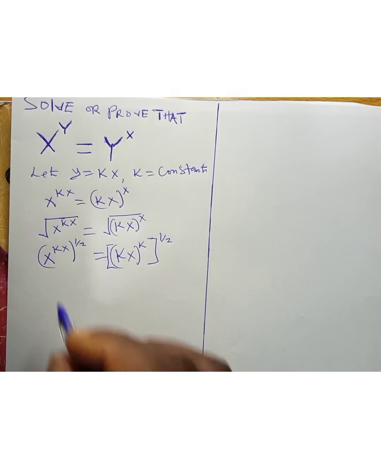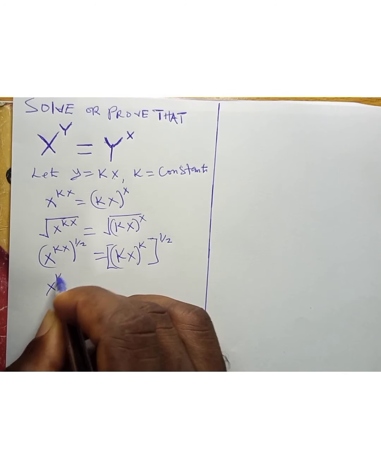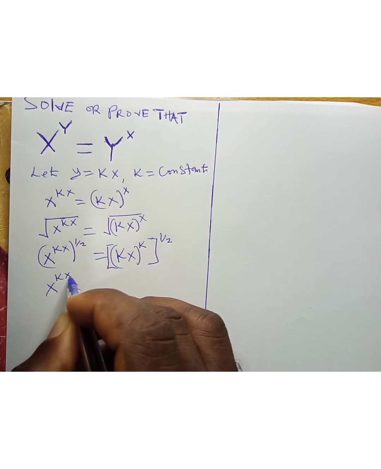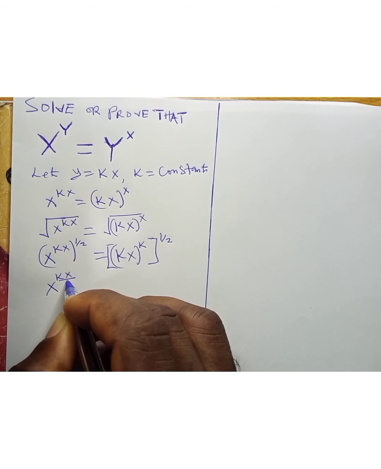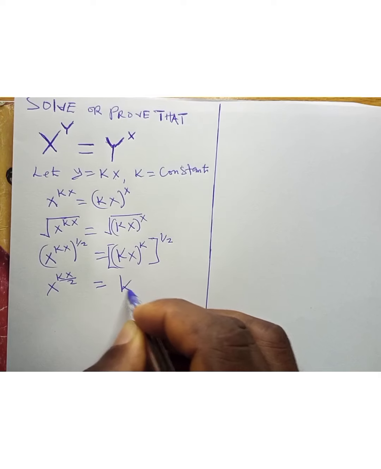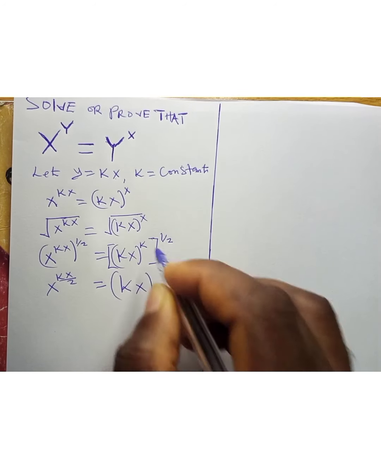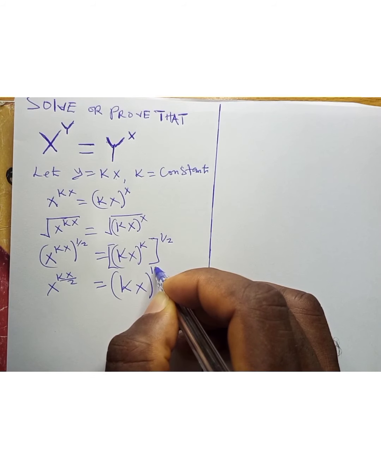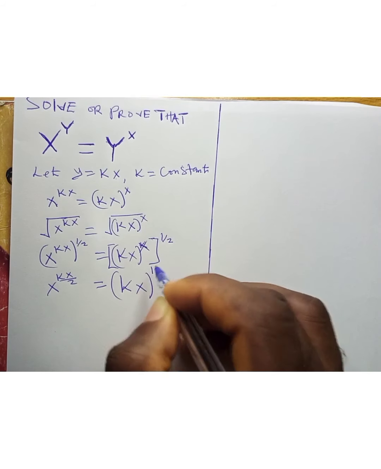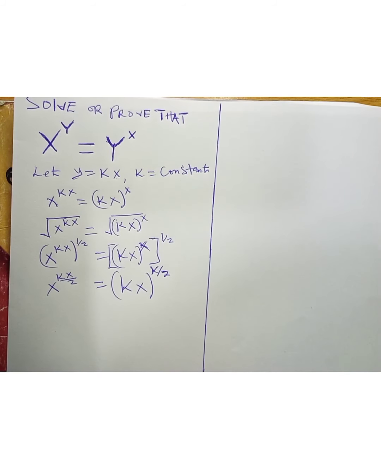If we multiply the powers now, we are going to have x raised to power kx divided by 2 equals kx raised to power x divided by 2. So that is what we have.